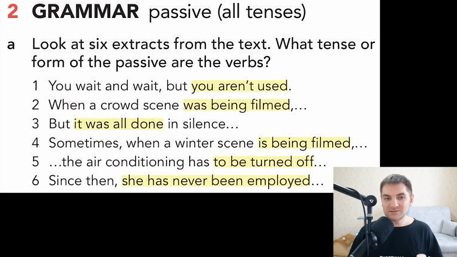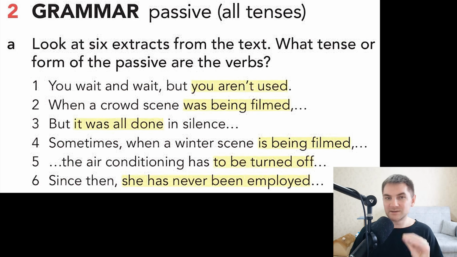First, we are going to look at part A. Look at these 6 extracts from the text. I want you to focus on the verbs. What tense or form of the passive are they? Let's read them together. You wait and wait, but you aren't used. When a crowd scene was being filmed, but it was all done in silence. Sometimes when a winter scene is being filmed, the air conditioning has to be turned off. Since then, she has never been employed.